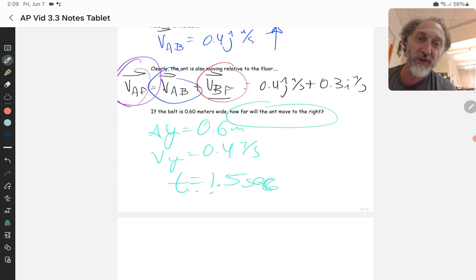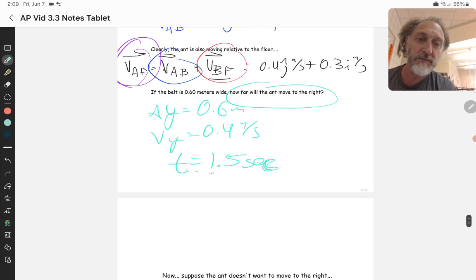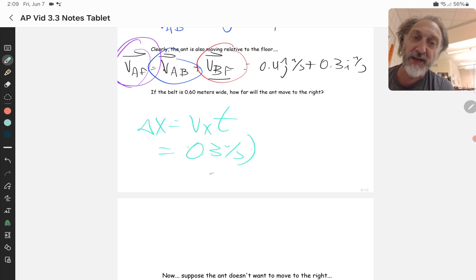So how far does he move to the right is going to depend on the horizontal velocity, right? So my time is 1.5 seconds. So now my horizontal displacement is Vx times t. The belt is moving at 0.3 meters a second, and he's going for 1.5 seconds, so he's going to go 0.45 meters to the right before he gets across.